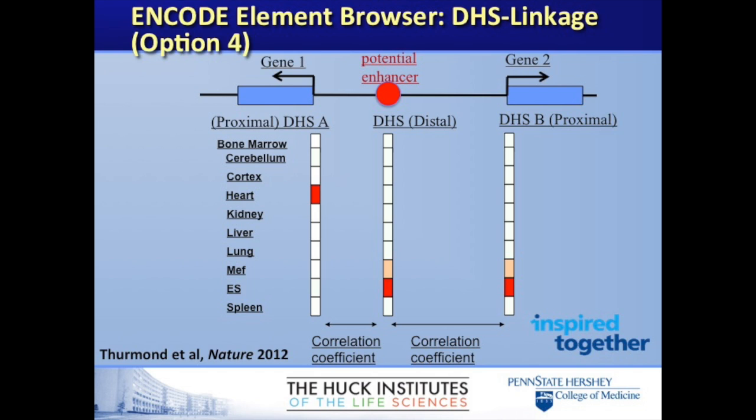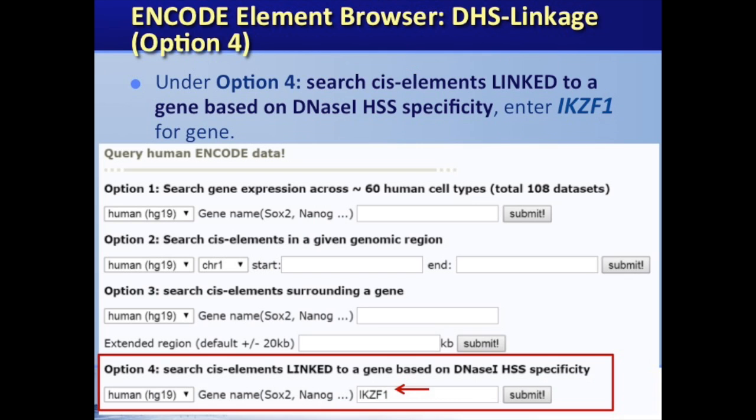And when they're linked, it's possible that the distal regulates the proximal. But of course, without further functional experiments, we won't know for sure. But this is a good indicator that we're on the right track, that this is a potentially functional cis-regulatory element. So here, for option four, is also gene-based.